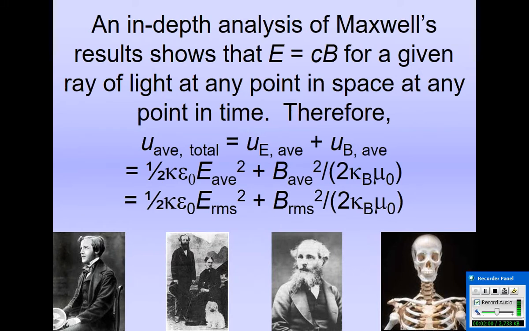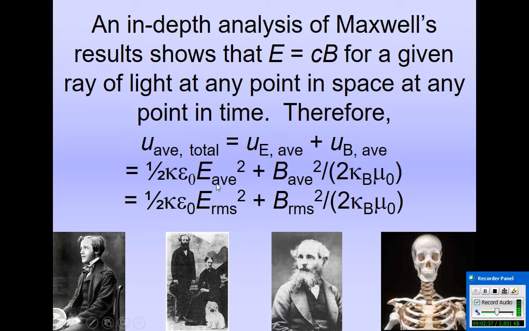And one of the things that Maxwell showed, a rather remarkable result, is that within an electromagnetic wave, the electric field strength equals the speed of light times the magnetic field strength. In other words, the ratio of the electric field strength to the magnetic field strength is equal to the speed of light. And if we play around with that a little bit, we notice that the total energy density is the sum of the energy density in the electric field plus the energy density in the magnetic field.